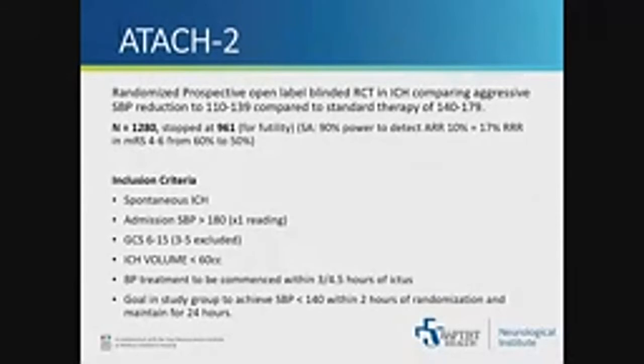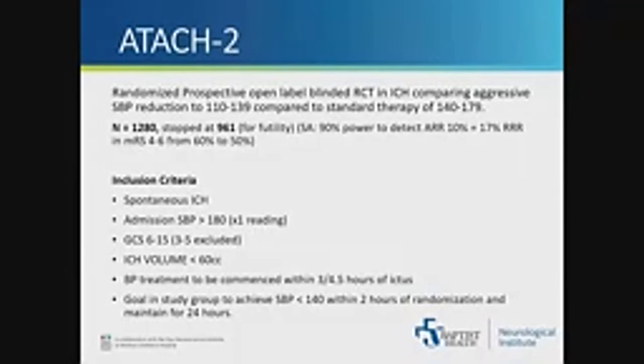The GCS had to be between 6 and 15. The ICH had to be less than 60 cc, and the blood pressure treatment had to start within 3 to 4.5 hours of the time of onset. In the study group, the less than 140 blood pressure had to be reached within 2 hours and maintained for 24 hours. The medications used during this trial were nicardipine, followed by labetalol, as well as diltiazem and urapidil. The primary outcome measured was a modified Rankin of 4 to 6.